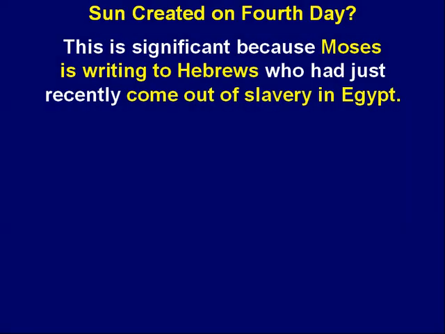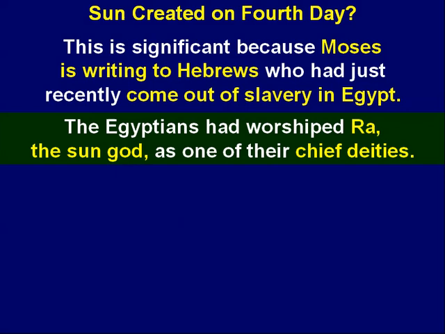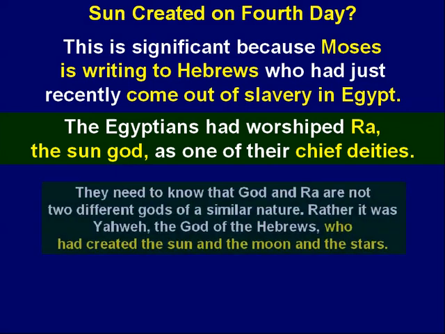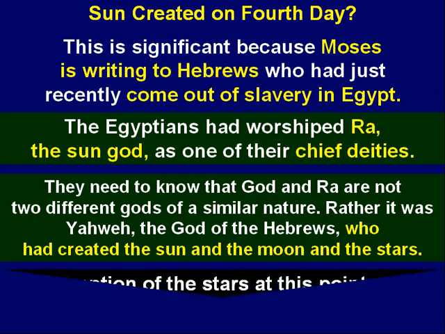The sun was created on the fourth day. This is significant because Moses writes to Hebrews who had just recently come out of slavery in Egypt. The Egyptians had worshipped Ra, the sun god, as one of their chief deities. They need to know that God and Ra are not two different gods of a similar nature. Rather, it was Yahweh, the God of the Hebrews, who had created the sun, the moon, and the stars.